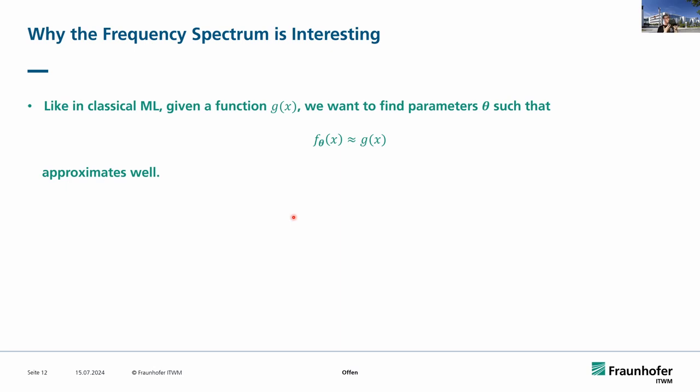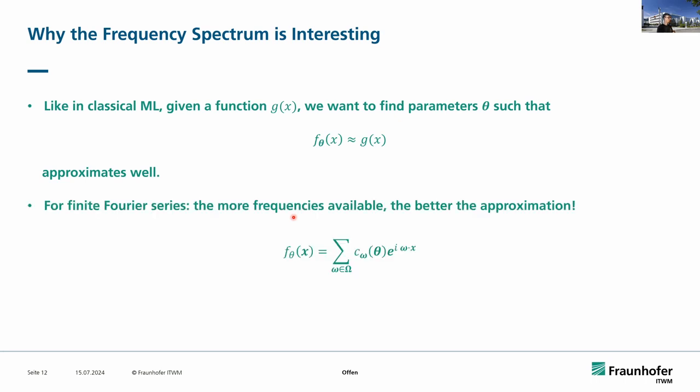Okay, so let us take a step back again and think about the goal in classical machine learning. In classical machine learning, you are given a target function, typically the distribution of your data. And then you specify your model, in classical machine learning, for example, a neural network. In quantum computing, that could be a quantum neural network. And then you want to find parameters theta such that your model fits the target function very well. Okay, so now by the result of Schuld, we know quantum neural networks are finite Fourier series. And we know the more frequencies are available, the better the approximation of the Fourier series.